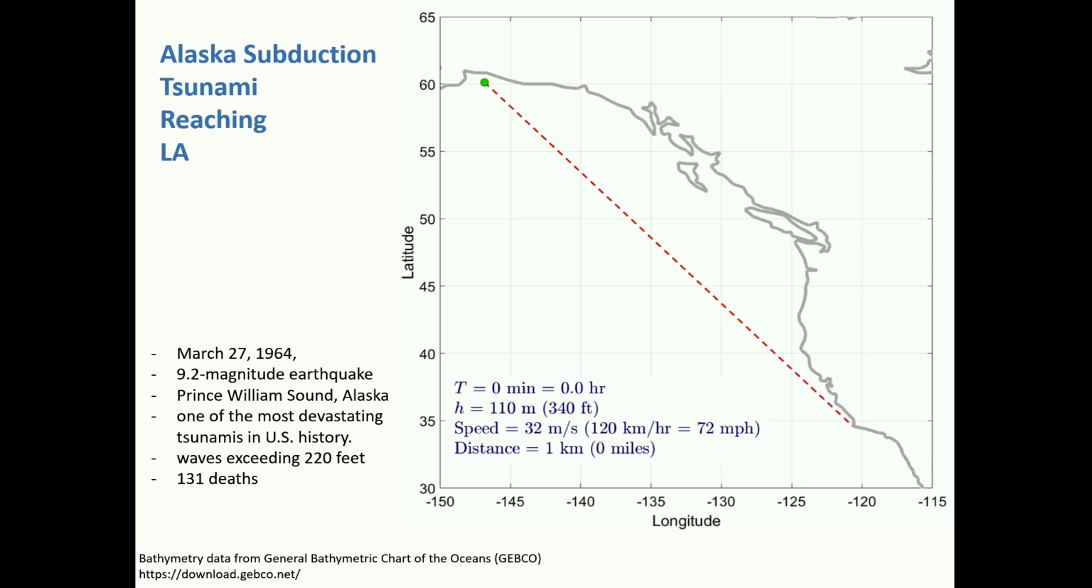What I want you to pay attention to is that the speed of propagation using linear theory is proportional to the square root of the water depth. So it's slow, it speeds up, and it slows down. And our idea is to be able to measure the speed where it reaches over the continental shelf, where the speed is large enough that we actually can do the measurements.